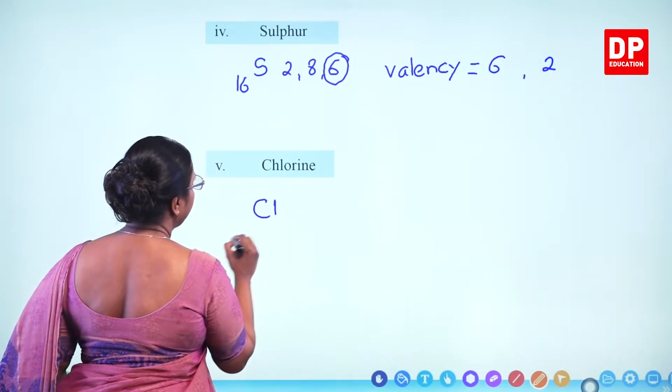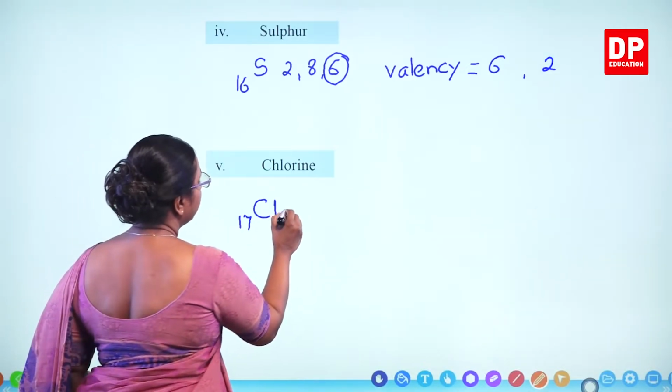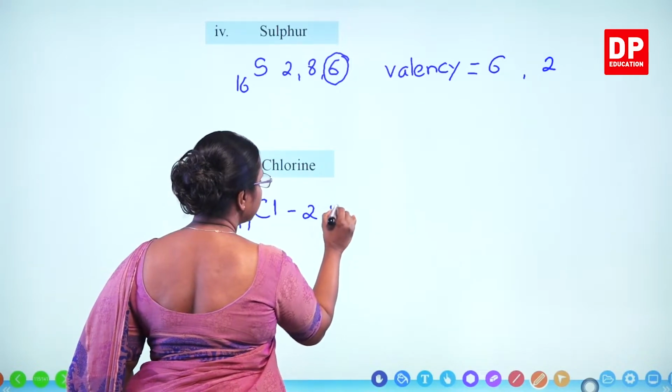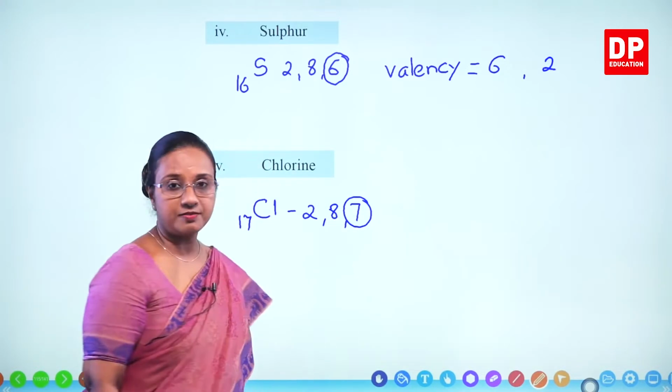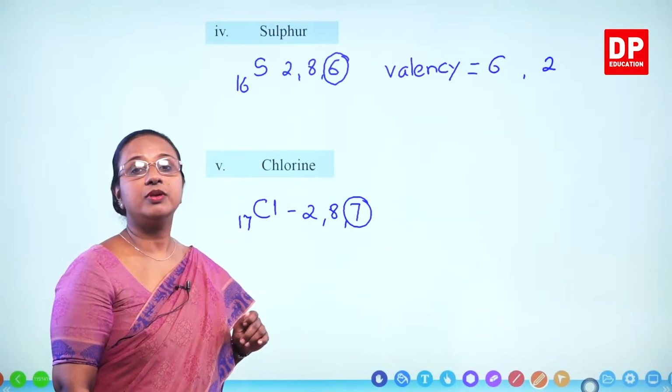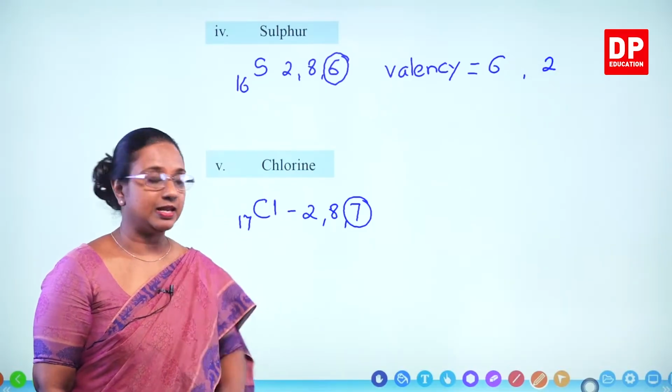Then we have chlorine. Chlorine, if you can remember, has atomic number 17. Therefore, the electronic configuration is 2, 8, 7. It belongs to group 7. And chlorine is also another element that has 2 valencies.